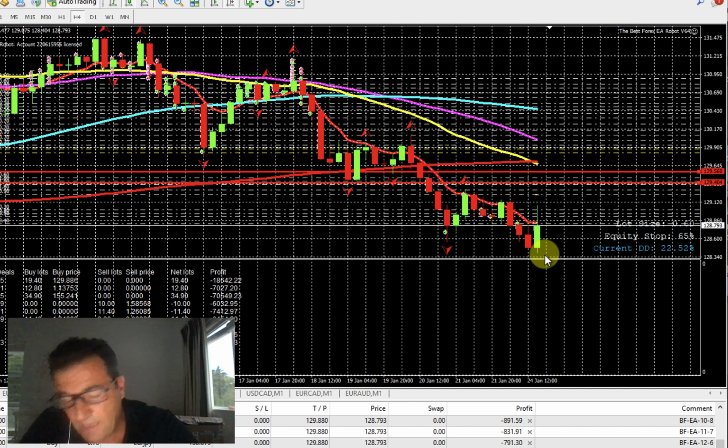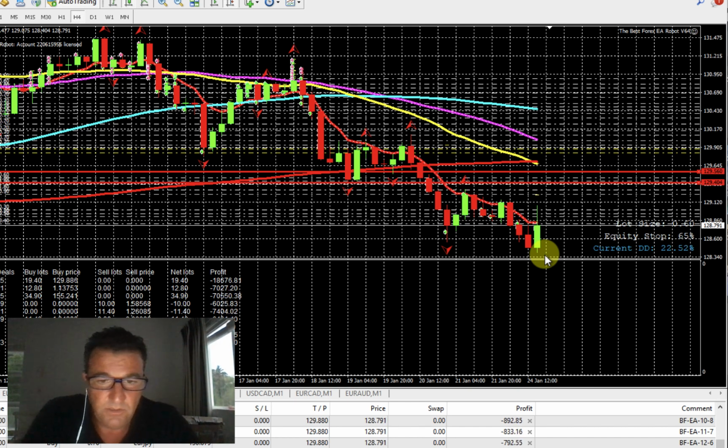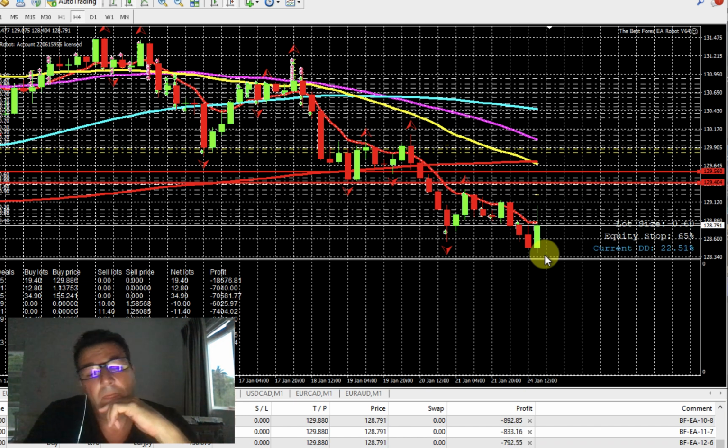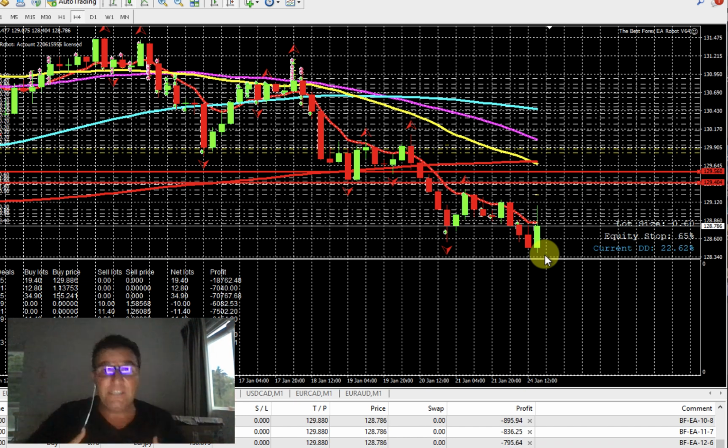Do we have to wait for the second candle to close, or is it just when the second candle opens above or below? That's when you activate the robot. Cool. Okay, that's how I do it.